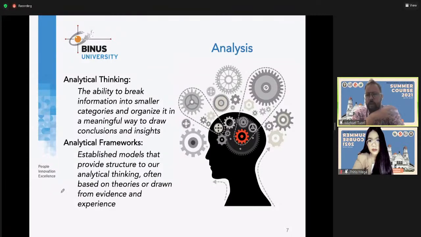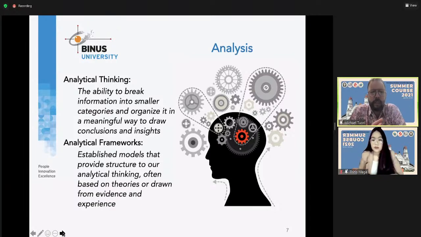This is how we know that we're not missing something important or that we're not giving too much weight to something that's not as important. So we always come up with some kind of framework to input our data in and draw conclusions. And these are usually coming from theories or maybe from evidence that we have or experience that we have. They can be very formal or informal.